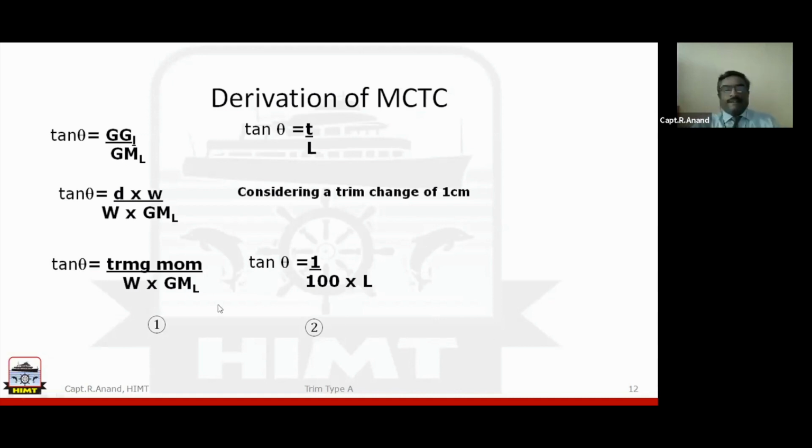Fine. Now we are going to equate these two. In the previous one, you have mentioned tan theta is equal to trim by LBP, right? Yes. So trim you have taken as 1 centimeter. Correct. So 1 by 100. And the L remains to be LBP, right? LBP. Exactly. LBP is always in meters, so I want to keep the whole thing in one common unit. That's the reason.